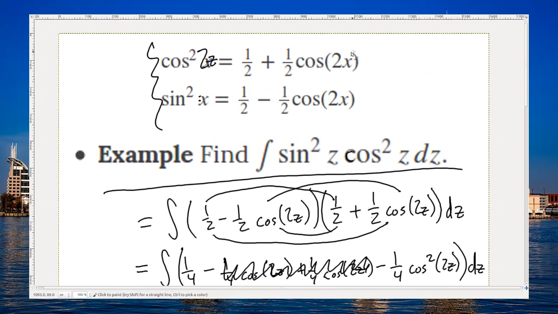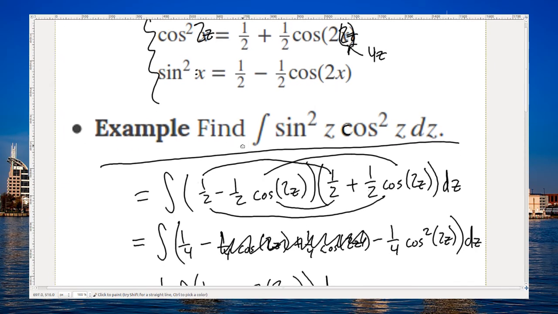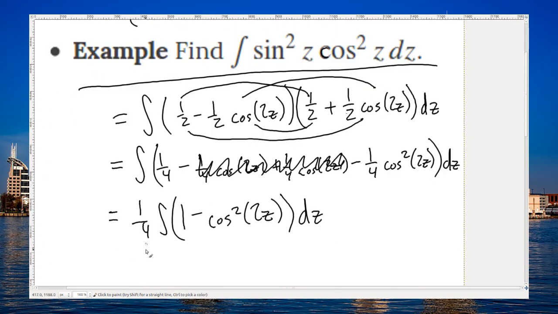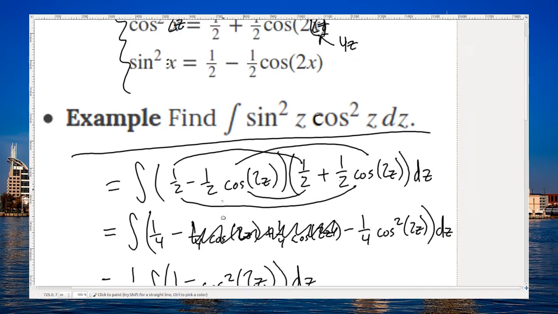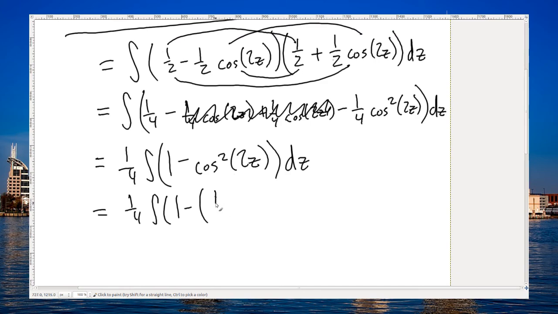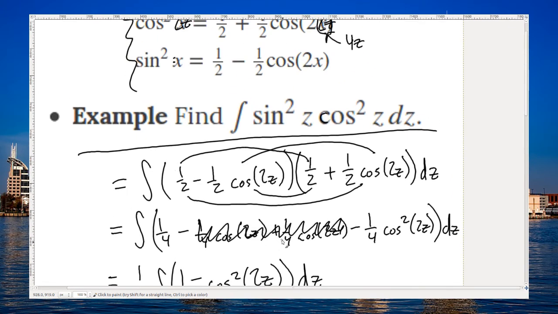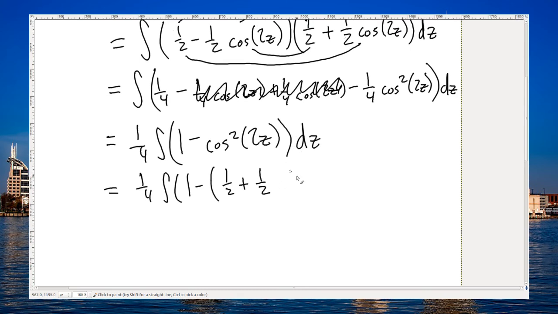So if I put a 2z here, then I'll put a 2z inside of there, which of course 2 times 2z is 4z. So I've got 4z, so I'll just apply that same formula with a 4z instead. 1 minus quantity 1/2 plus 1/2 cosine of 4z. Basically, whenever you use this formula, whatever's on the inside doubles. All right, and let's see, dz.